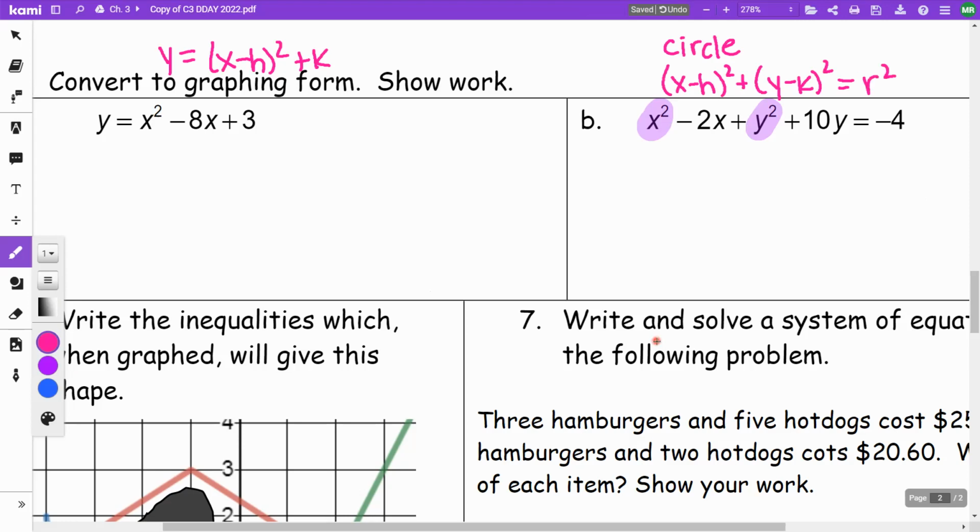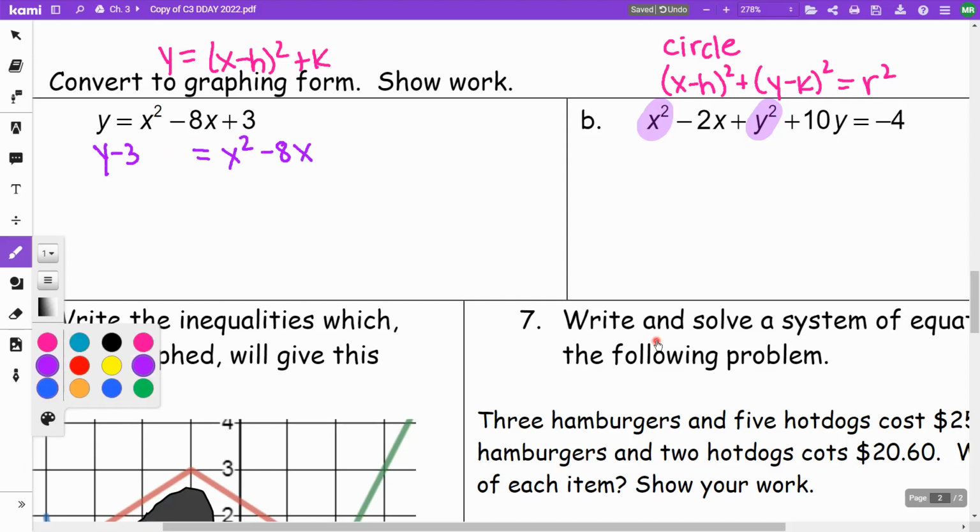So that's what we want. So we have to complete the square. On the first one, what I'm going to do is subtract my 3 from both sides, and I'm going to give myself some space. And I'm going to have an x squared minus 8x.